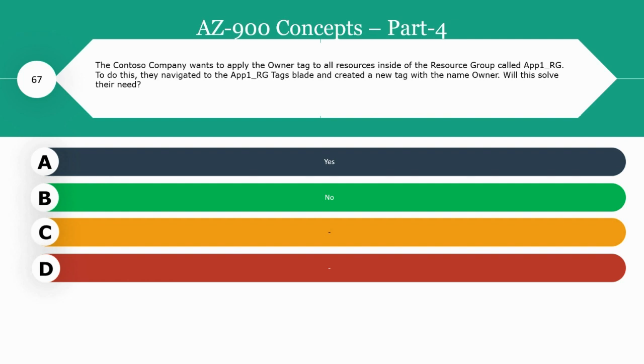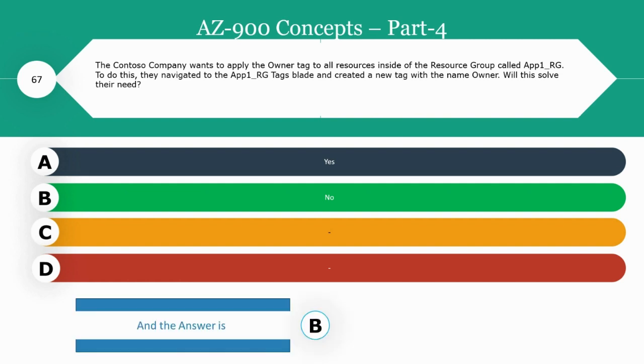Resource tags are not inherited by default from the resource group. As such, applying a tag on a resource group level will not affect resources within that app1_rg resource group. And so the right answer will be option B.